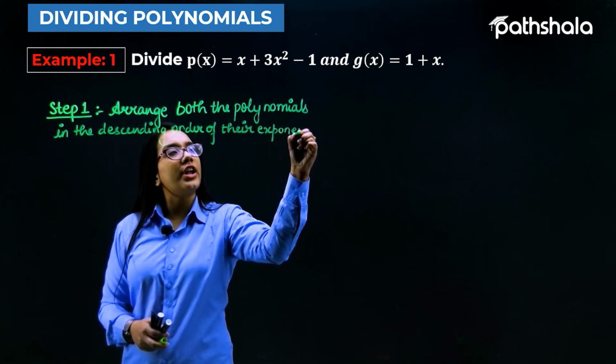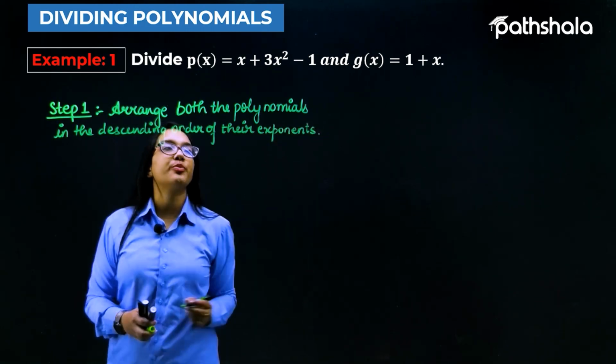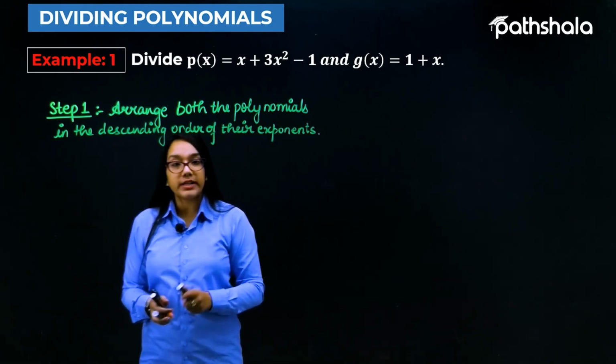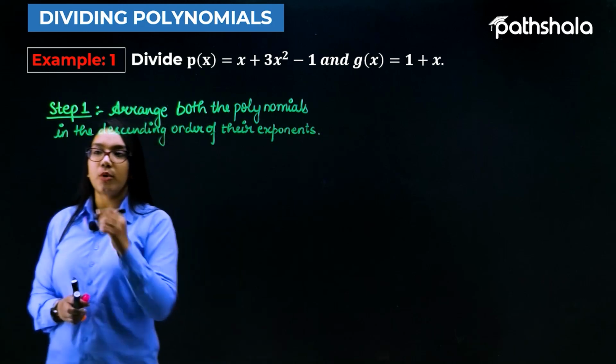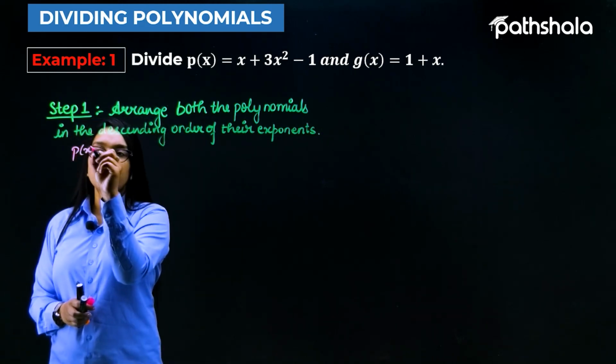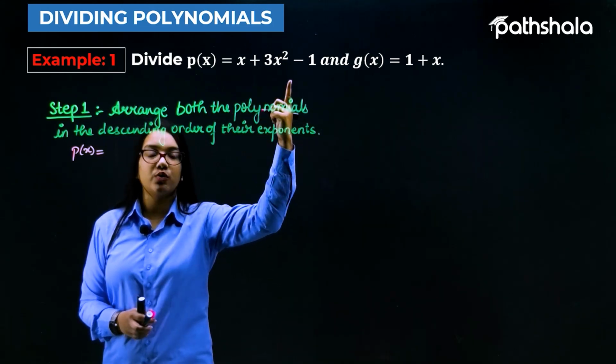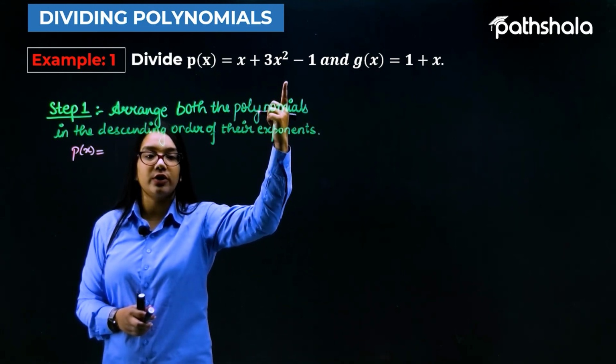You have to arrange both the polynomials in the descending order of their exponents. What is the meaning of that? Let us suppose we are talking about the p(x) polynomial. So the p(x) polynomial was x plus 3x square minus 1. So we have to write them in the descending order of their exponent.